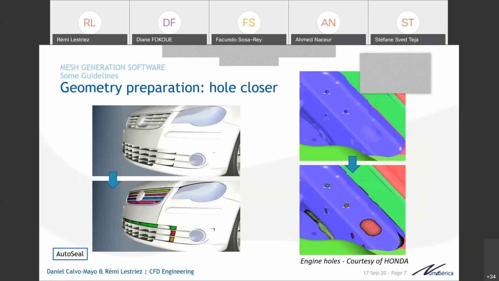Another operation you might have to do is to close some holes. Here we have, for example, a tool called AutoSeal, which uses some mesh generation techniques to define some surfaces. It triangulates surfaces to close the hole where we don't want to have a mesh. You have different parameters to define that. I'm not going to go into more detail on this. It's just to mention it to you.